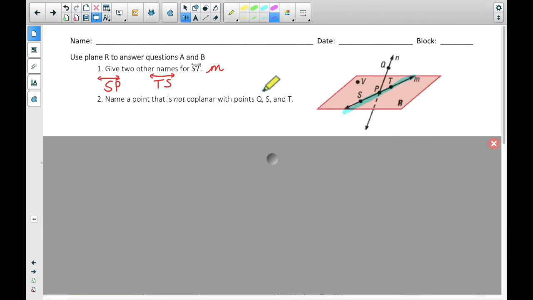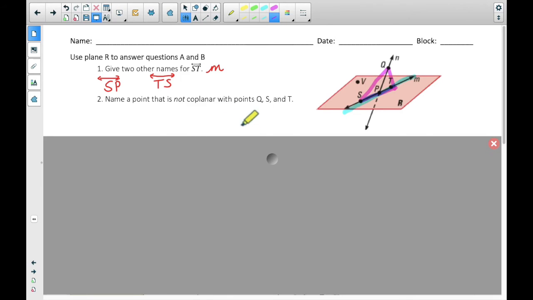Okay, the next one asks, name a point that is not coplanar with Q, S, and T. Here's Q, here's S, here's T. There's no drawing of a plane that actually connects them, but imagine that was a piece of paper and you were standing up that piece of paper. Now it's a plane, right? Even though there wasn't really a rectangle drawing, it's still a plane.